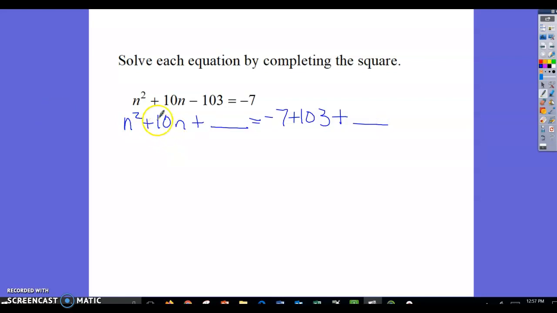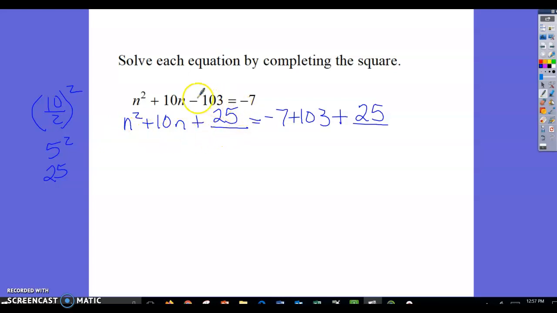All right, now I'm going to take my middle term, 10. I'm going to half it. Sometimes my pen doesn't work the way I want it to. It doesn't like for me to go too fast. So I'm going to take 10, half it, and square it. Half of 10 is 5. 5 squared is 25. So I know that I'm going to put 25 here. And to make sure it stays equal, I'm going to put 25 on the other side.